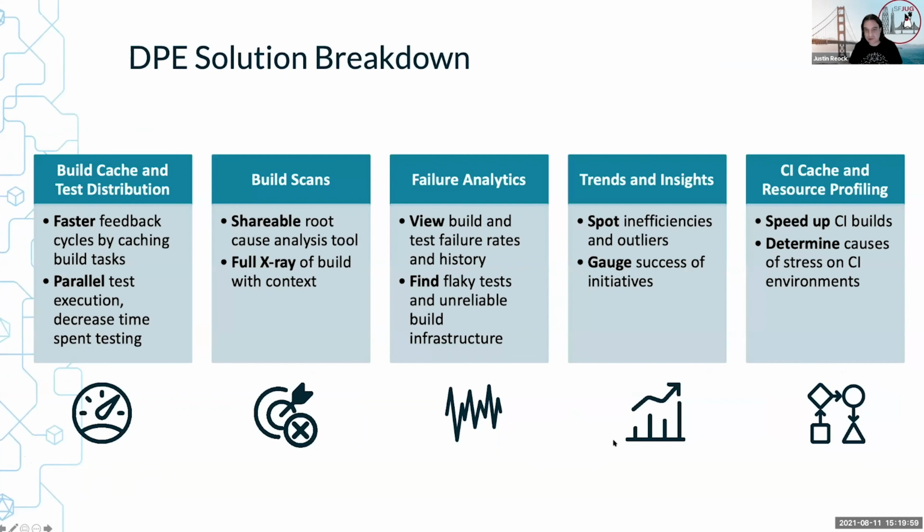Okay. To break the solutions down a little further, a little bit more technically speaking, the build cache and test distribution: faster feedback cycles by caching individual tasks in a single build.